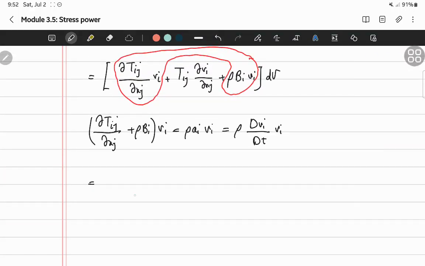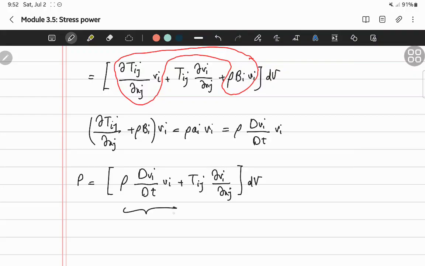So based on this, we can write P as rho dvi dt vi plus Tij, partial derivative of vi with respect to xj, and then dv. All right, so we now have to identify what this term is and what this term is in here.